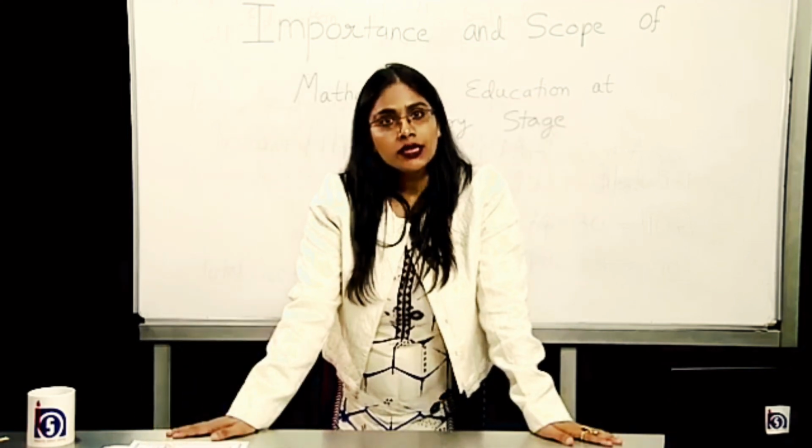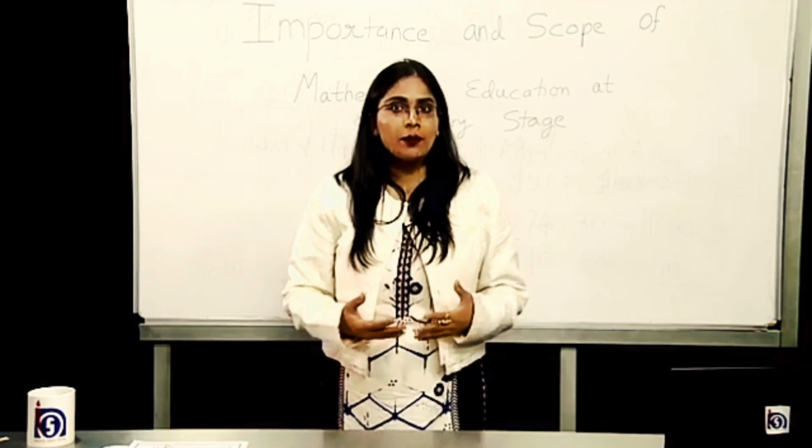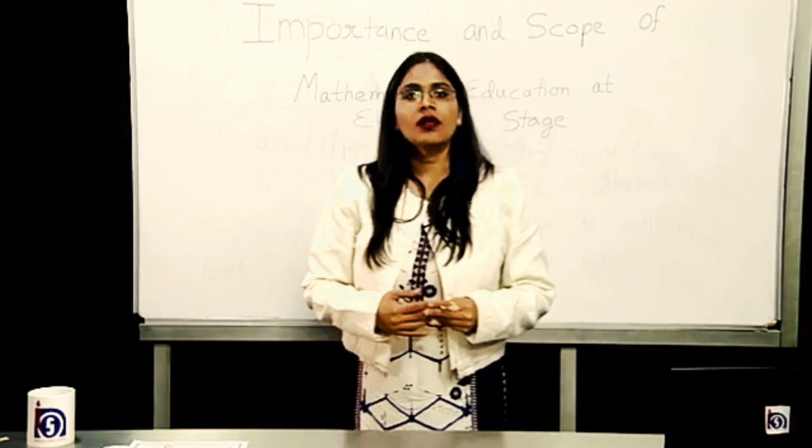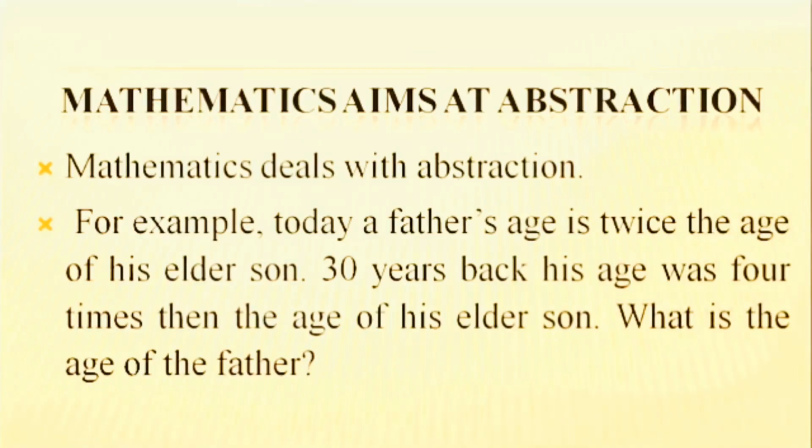Now the next point is that mathematics aims at abstraction. Mathematics deals with abstractions. For example, today a father's age is twice the age of his elder son. 30 years back, his age was 4 times the age of his elder son. So my question is, what is the age of the father?